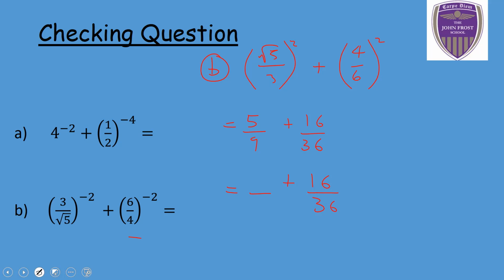So again, we know we need a common denominator. 36 is a multiple of 9, so we can keep 36 as it is. Obviously, it is 4 times 9. So we're multiplying the 9 by 4 to get 36, and we've got to do the same thing to the top. So 4 times 5 is 20. So 20 plus 16 is 36 over 36, which is 1.